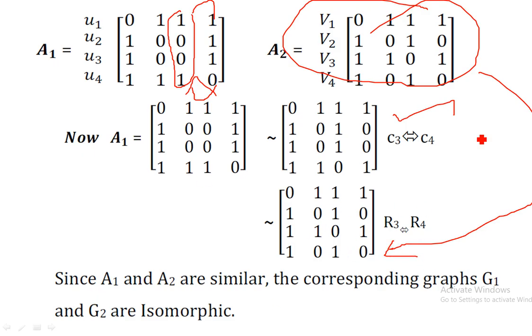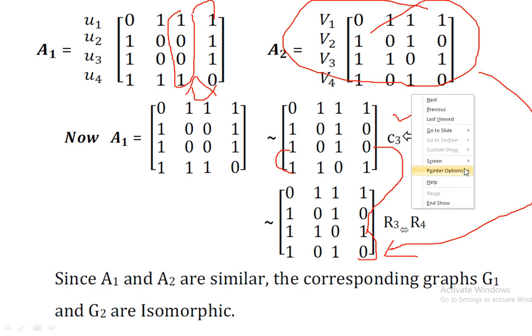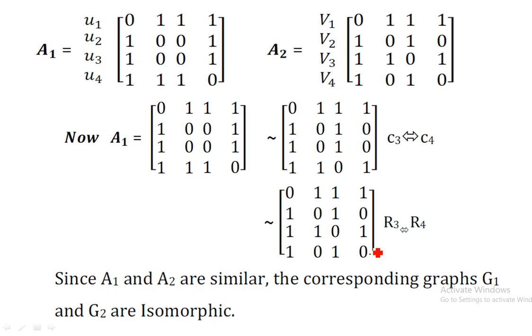After that, the third row. What is the third row? 1 0 1 0. This third row goes to the fourth row, and the fourth row goes to the third row, 1 1 0 1. So yes, of course, we get the adjacency matrix of G dash. Whatever is given, try to get from the first matrix to the second matrix by interchanging rows and columns, then we can say isomorphic. If we cannot get the second matrix from the first matrix, then it is not isomorphic.